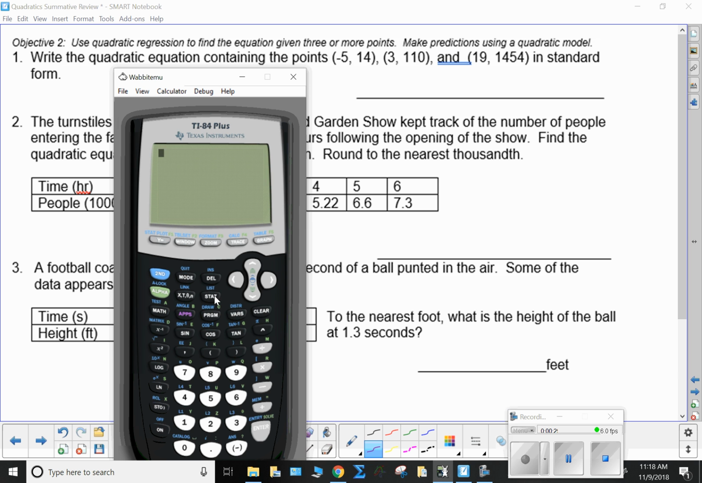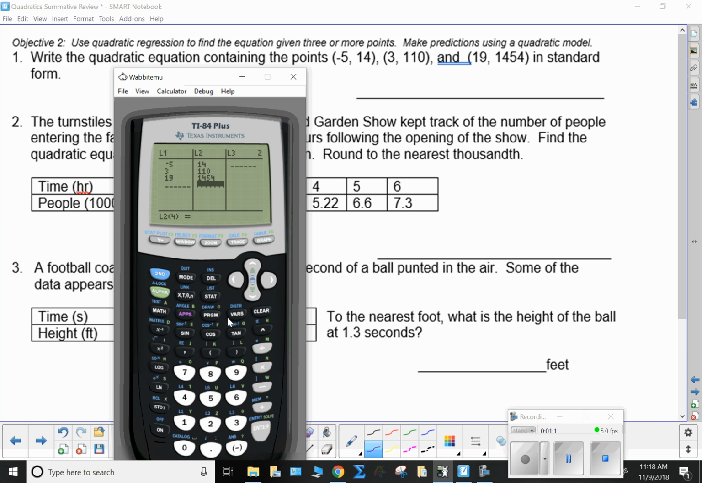We're going to go to Stat, Edit, and in list 1 we're going to put our x values. So -5, and then 3, and then 19. Then we're going to move over to the second list and put the corresponding y values in. So 14 goes with -5, 110 goes with 3, and 1454 goes with 19.